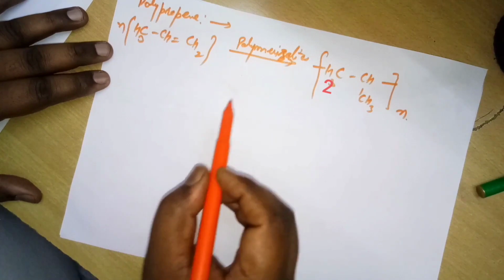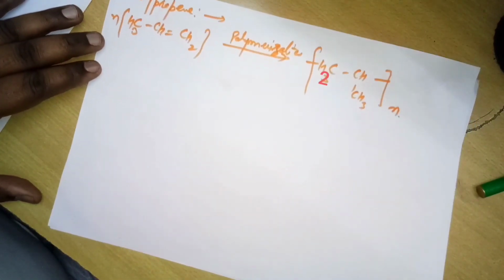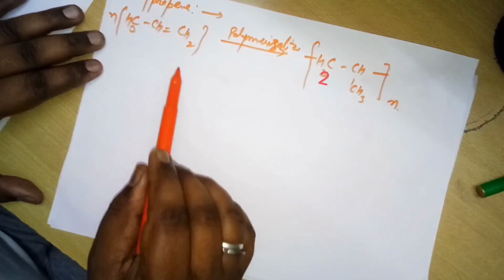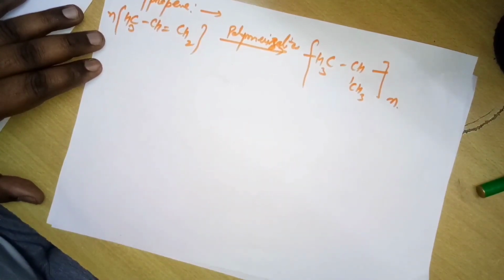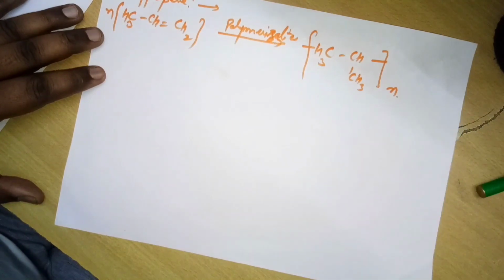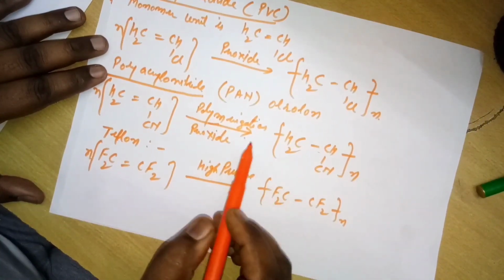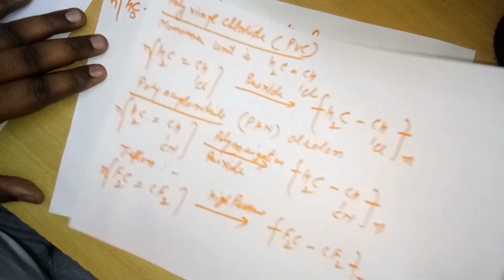So students, today we took the examples of the formation of polypropene, Teflon, polythene and polyvinyl chloride. All these are examples of addition polymers. Also they are examples of homopolymers.